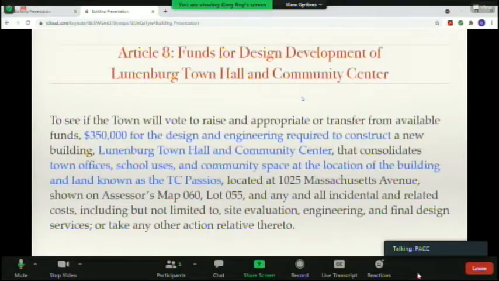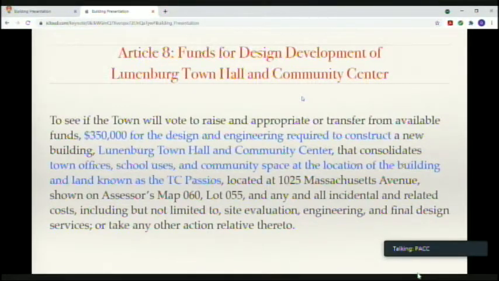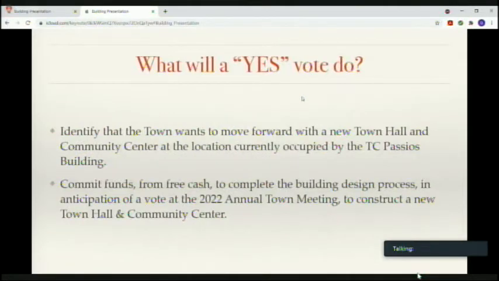So this is just the article as it's written. We can go ahead and skip this and go to the next slide. But you know, I'm summarizing that one. The gist of this article, which again is not for this public hearing, is that it seeks to commit $350,000 for the design and engineering required to construct a new town hall and community center. So what a yes vote to this article will accomplish is identifying that the town wants to move forward with this town hall and community center at the location currently occupied by the TC Passios, and will commit those funds from free cash to complete the building design process in anticipation of a vote at the 2022 annual town meeting.